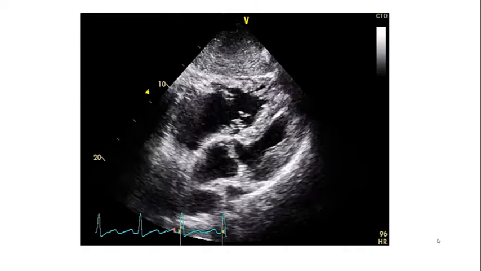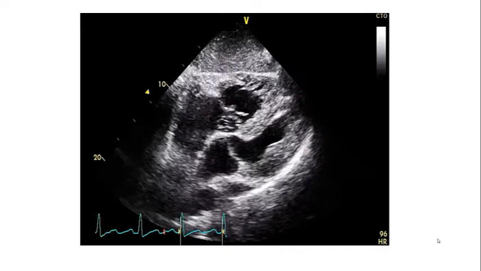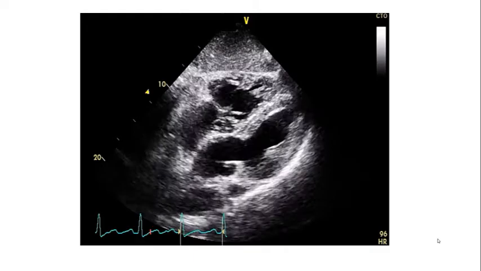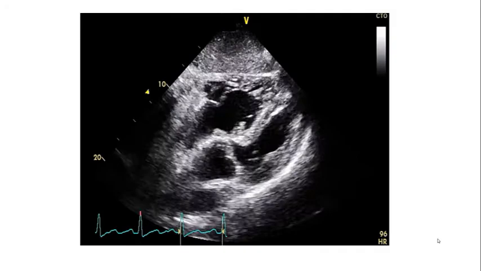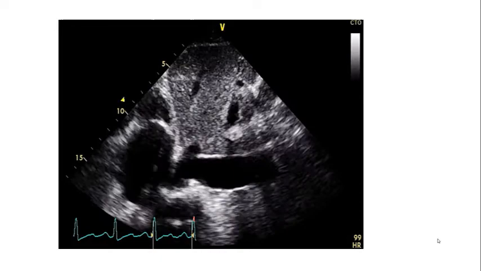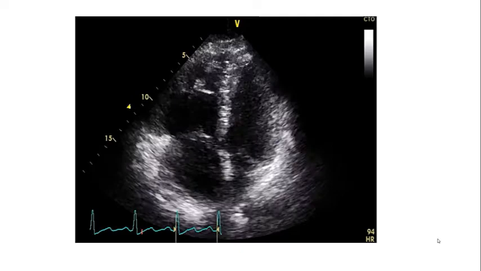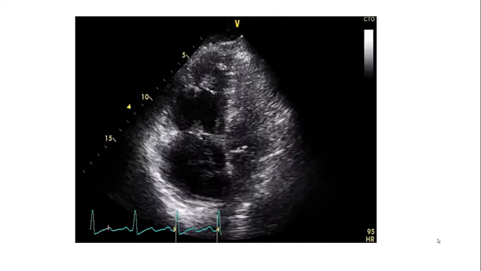So subxiphoid, and here is the RV, so closest to the most anterior structure. And you can see that this septum is kind of bowing into the left ventricle here. Not much movement. This isn't necessarily the image that we look at TAPSE, but you can imagine that this annulus isn't moving towards the apex very well. The IVC here is large and plethoric. And then again, here's a 4-chamber apical with this large RV, not great annular movement here, large right atrium, and really kind of a small left ventricle.